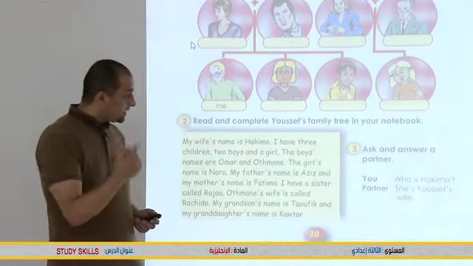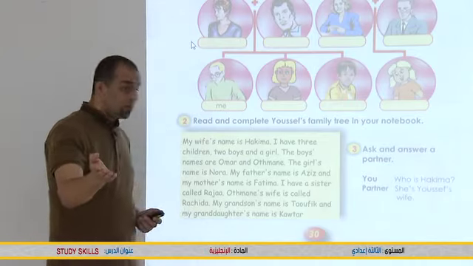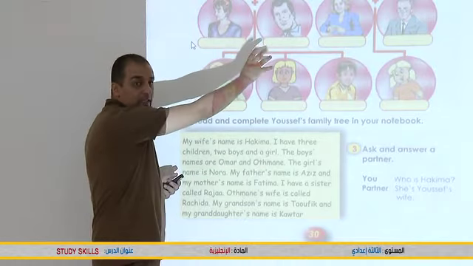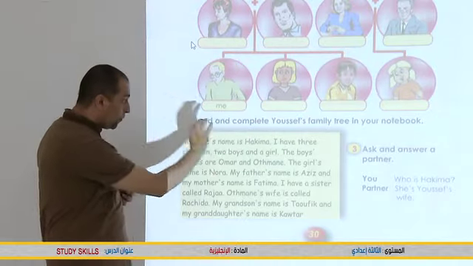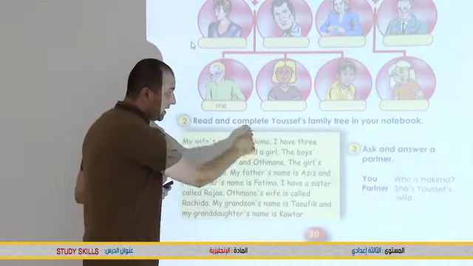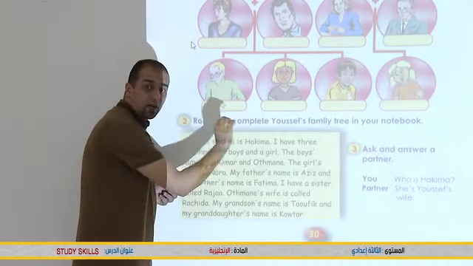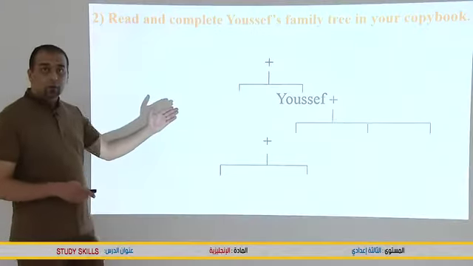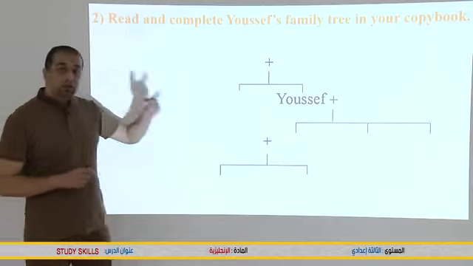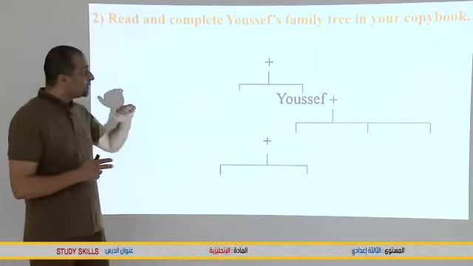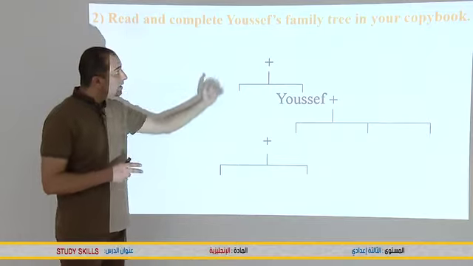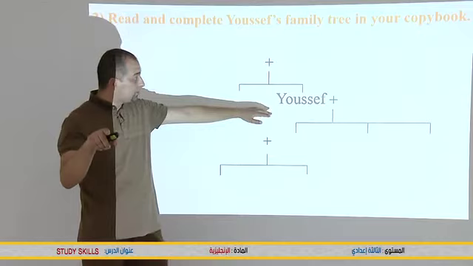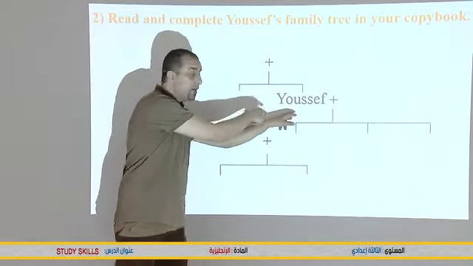Now, let's do the exercise. Have your copybook and write a chart like this one, but it's not the same. Place each name, Uthman, Hakima, Yusuf, Aziz, in its correct place. We're going to see that later on. Let's start our correction of exercise number 2, changing the paragraph of Yusuf into a chart or family tree. So here is the place of Yusuf. Make sure that in your copybook you put Yusuf here.